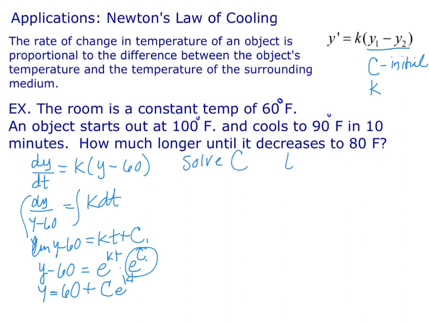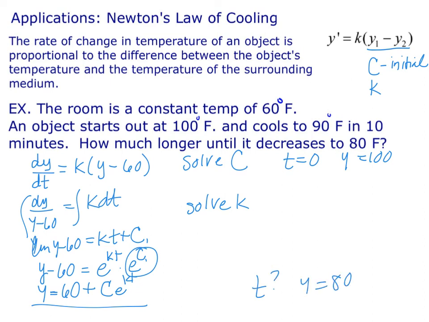And the initial condition is when t equals 0, what is the temperature? Well, the temperature, y, is 100 degrees. So I'm going back to this, and I'm solving for c. Once you have that, then you want to solve for k, the constant of proportionality. And then once you have solved for k, then you are going to go ahead and try to find the number of minutes, how much time it takes to decrease that to 80. So in other words, at t equals some time, y is 80.